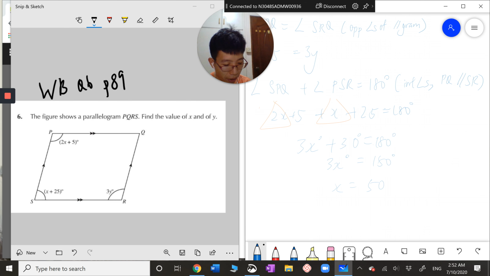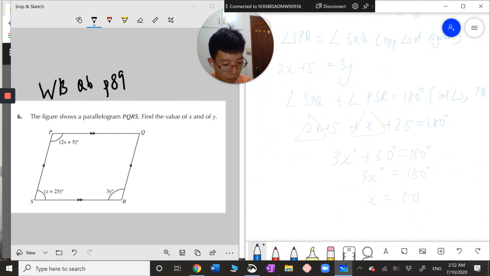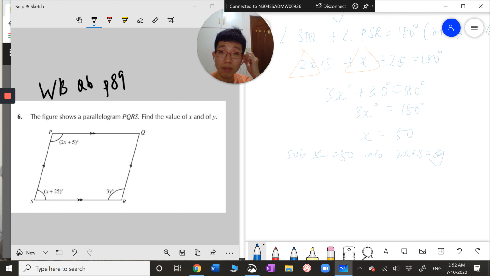So after you find x equals 50, you need to substitute back into equation 1. So substitute x equals 50 into equation 1, 2x plus 5 equals 3y. You can put either equation, I have no issues with either one of them. It's just that when you write equations out, there are pros and cons. Pros, you can see directly and just substitute. Cons, you might not know what the 1 represents.